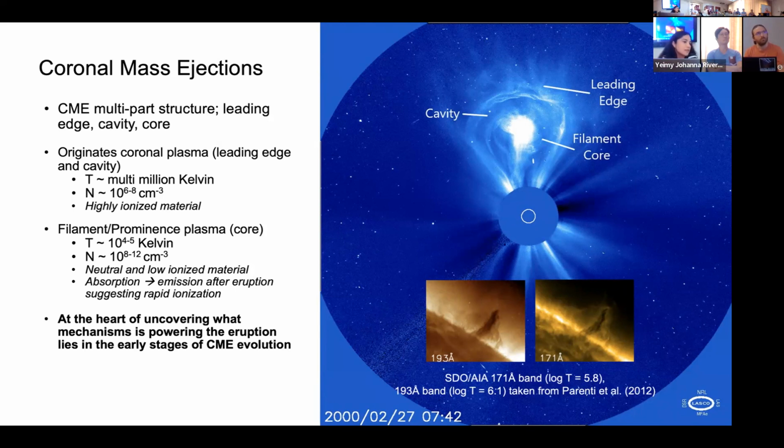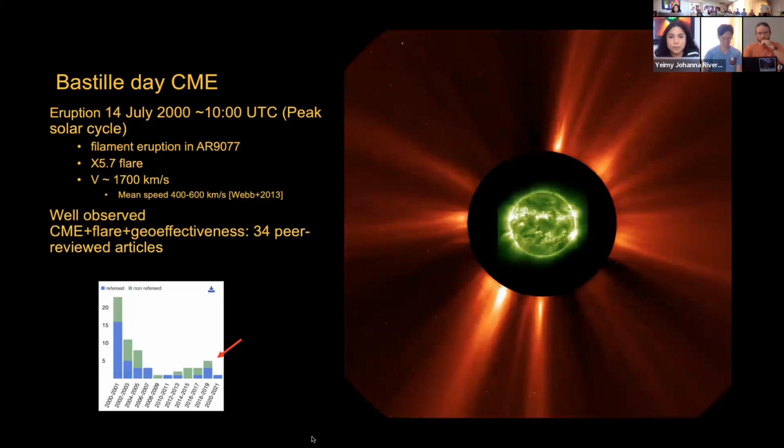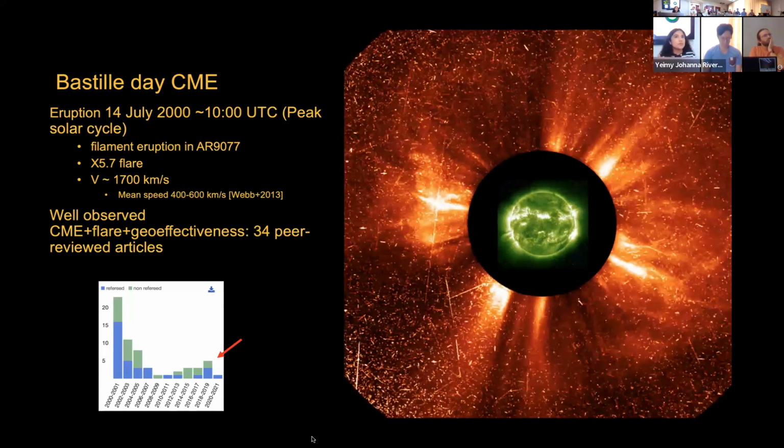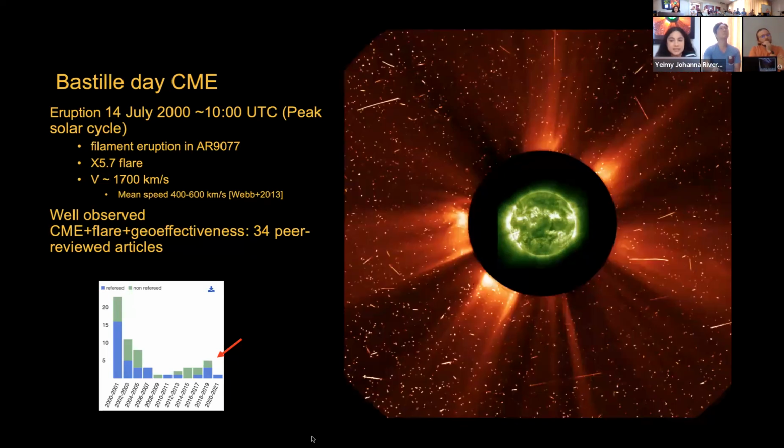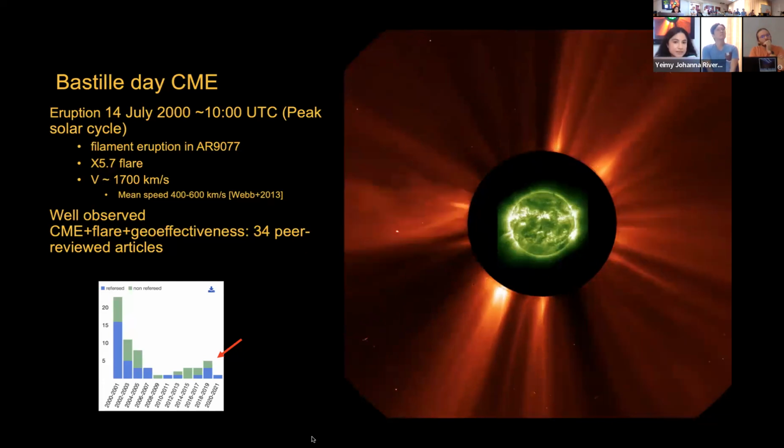And now the structure itself is emitting in the UV in very similar conditions to coronal plasma. So really at the heart of trying to figure out what is rapidly heating and accelerating the plasma out of the corona is during these early stages of evolution, during the initial liftoff and evolution of the plasma out of the corona. So we can really try to examine what's heating and accelerating the plasma by looking at individual events.